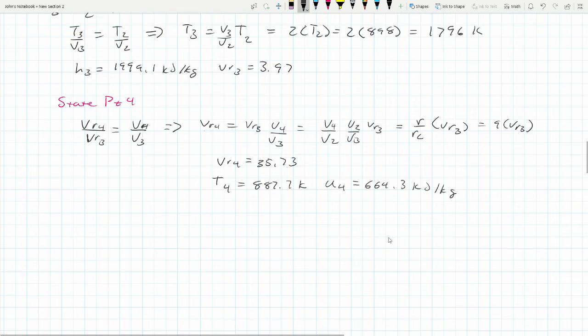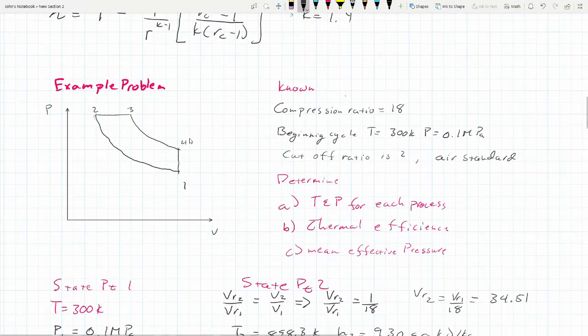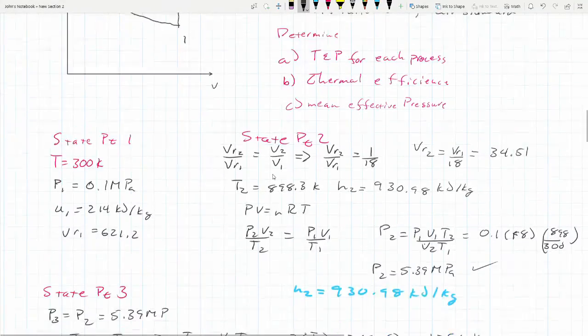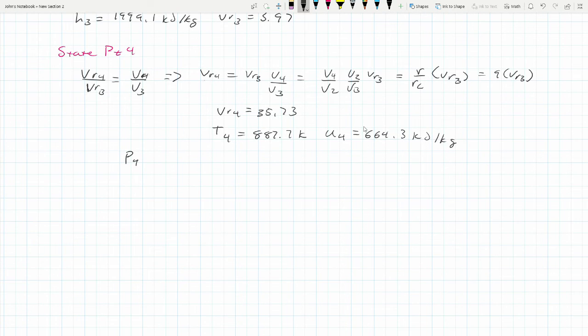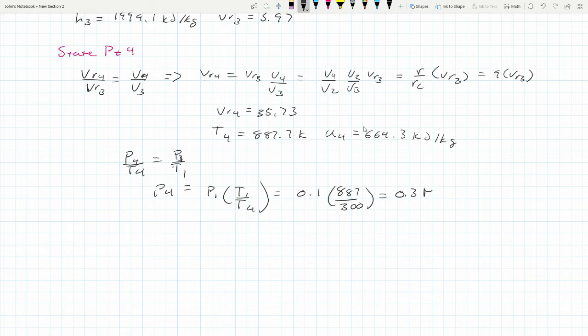And so now we need to find the pressure at state point 4, because now we know the temperature. Well, for the pressure at state point 4, we would just simply use the ideal gas equation from state point 4 to state point 1. State point 4 and 1 is isochoric. Therefore, their volumes are the same. So you get P4 over T4 is equal to P1 over T1. So P4 is equal to P1 times T1 over T4, which is equal to 0.1 times 887 over 300, which is equal to 0.3 megapascals.